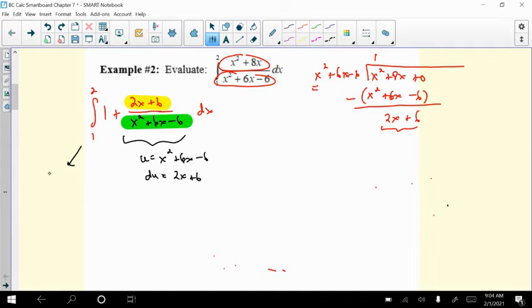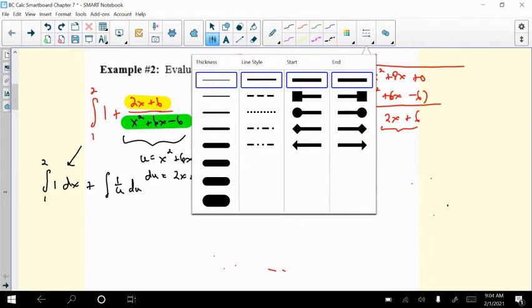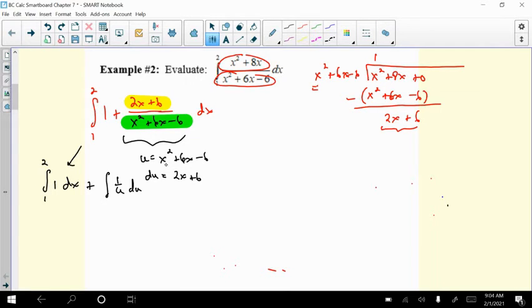And so then, if I can separate this, this is still going to be the integral from 1 to 2 of 1 dx plus the integral, and I'll change my bounds since I'm just going to integrate 1 over u du. So now my lower bound, I'm going to fix that. I'll use a different color to highlight. When x is 1, it's 1 plus 6 minus 6, so we get a 1 for that bound. Then 2 squared is 4, and 4 plus 12 is 16, minus 6, so that should be 10.